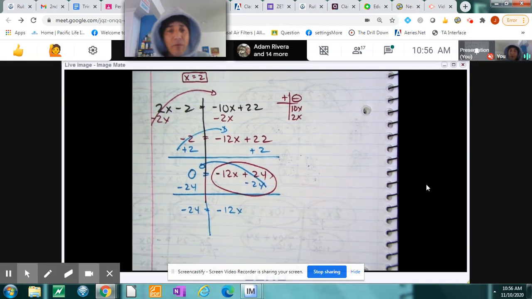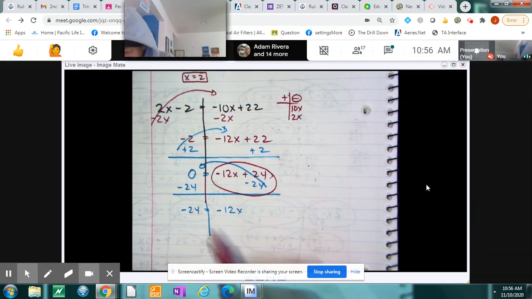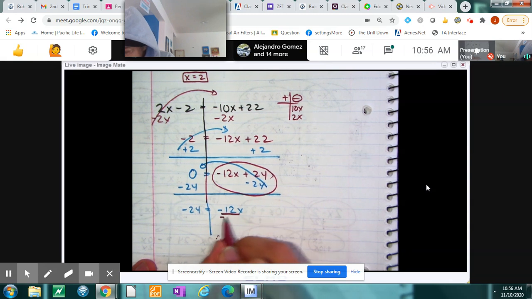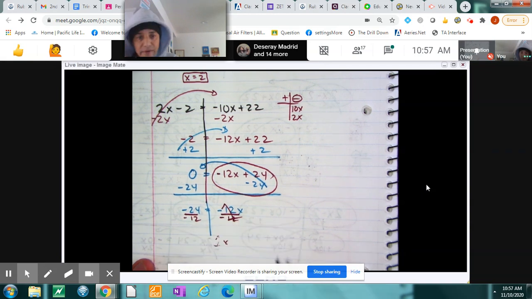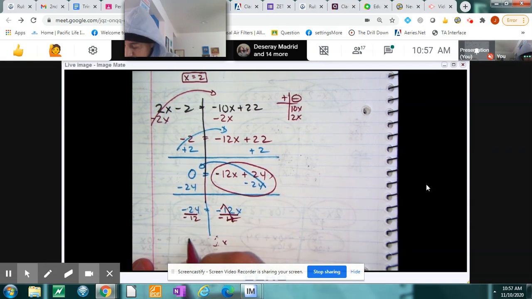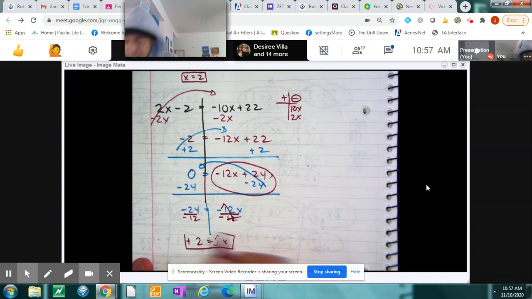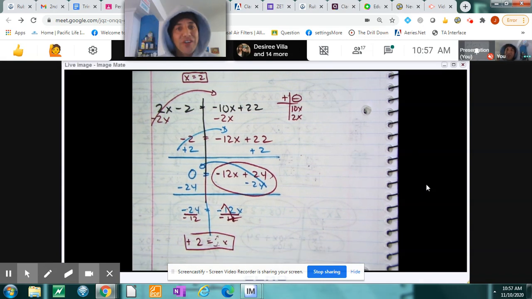And then I could divide by what? Remember, x is going to be on this side, your imaginary 1. So I'm going to divide by negative 12. So that's your 1. And then negative divided by negative is positive. 24 divided by 12 is 2. And there you go. The same answer. You see, you're like, whoa, again?